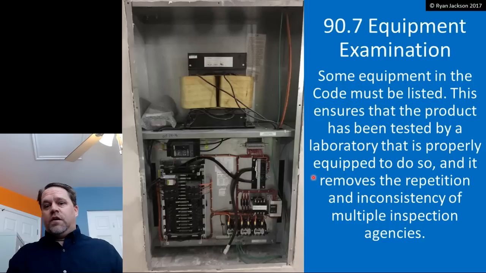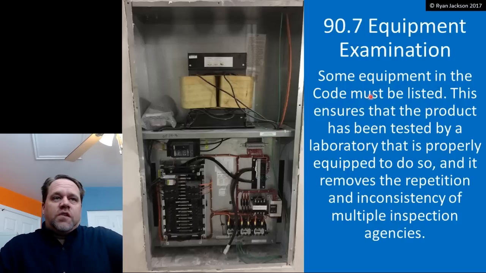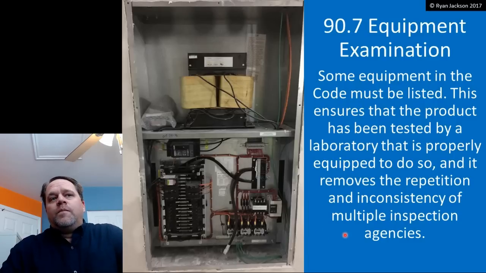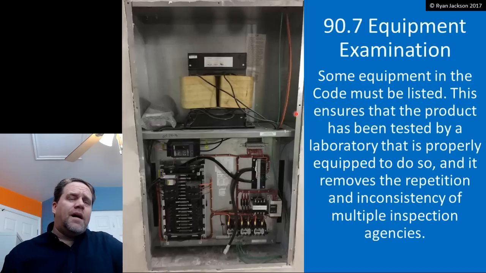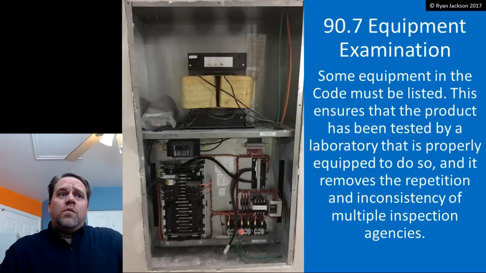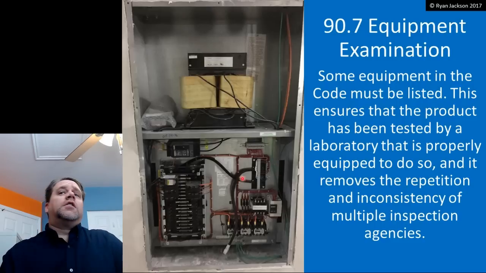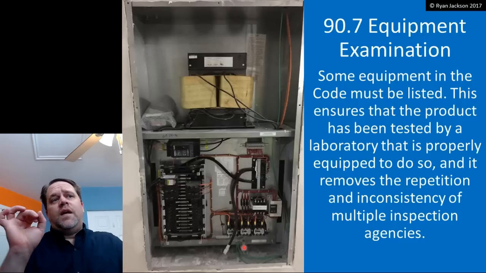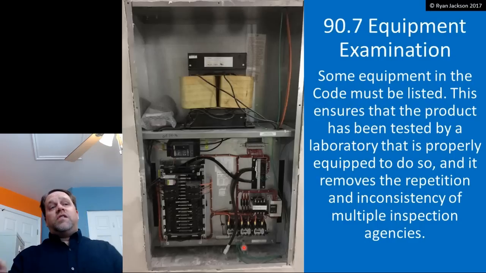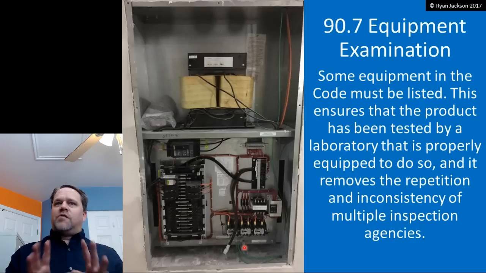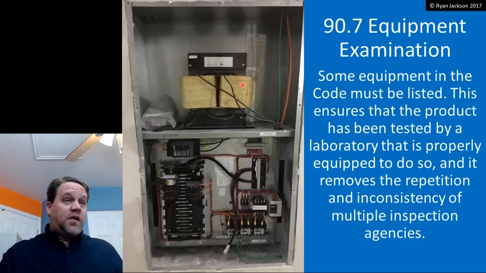Some equipment has to be listed. Not all equipment. Just some certain pieces of equipment have to be listed. Listed equipment ensures that the product has been tested by a laboratory that's properly equipped to do so, and it removes the repetition and inconsistency of multiple inspection agencies. Looking at this photograph here, I like to think that I know the code pretty well, and I feel pretty confident as an inspector. But boy, I'll tell you what, I wouldn't want to look at this thing and have to figure out whether it's going to perform safely. I'm going to look for a label showing me that it's been tested and is listed by a testing laboratory. When I see that sticker, my heart kind of stops, it slows down, and I can look at it and say, okay, good. I know that somebody tested this transformer. It's not just going to blow up when they turn it on. You know what I mean?